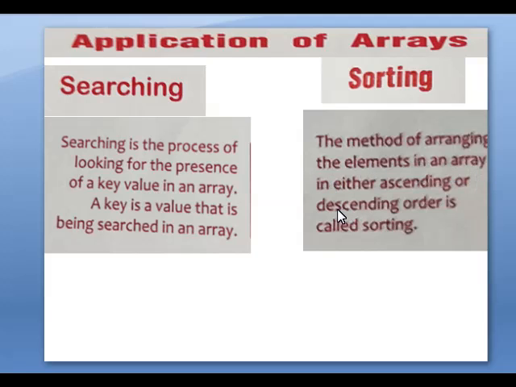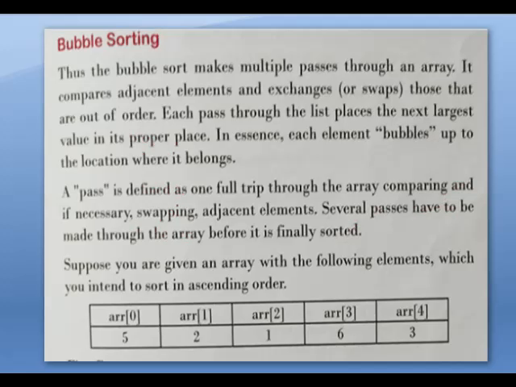First, we are going to see bubble sorting. The bubble sort makes multiple passes through an array. It compares adjacent elements and exchanges, exchange means swaps, those that are out of order. Each pass through the list places the next largest value in its proper place. In essence, each element bubbles up to the location where it belongs.